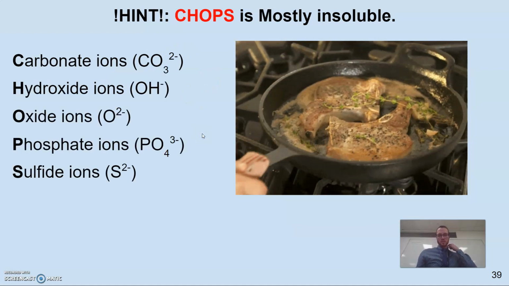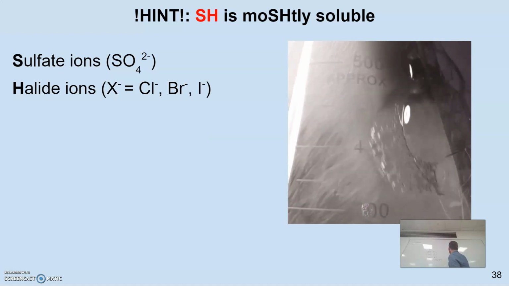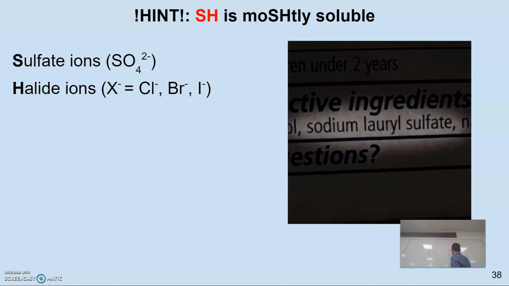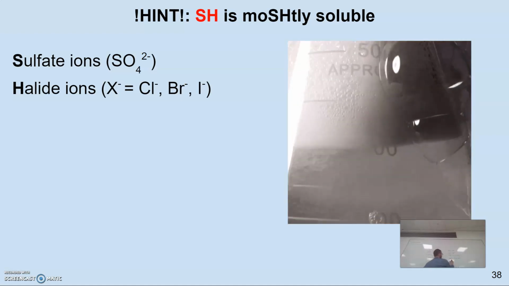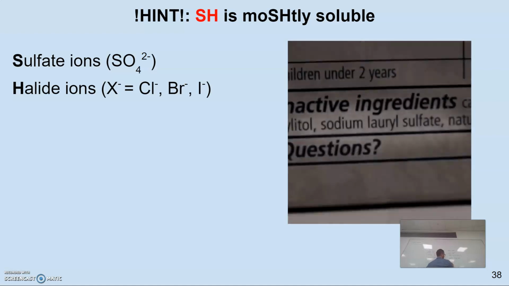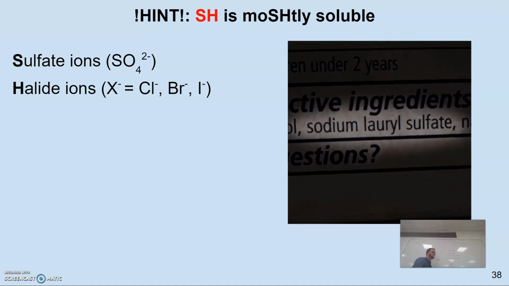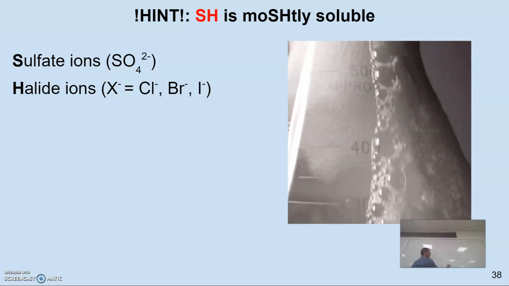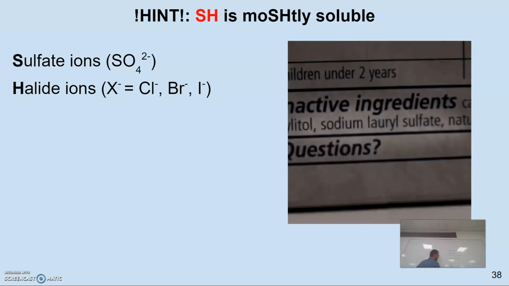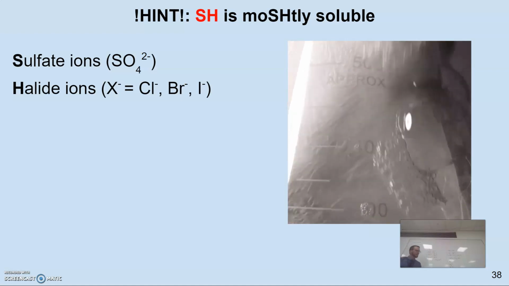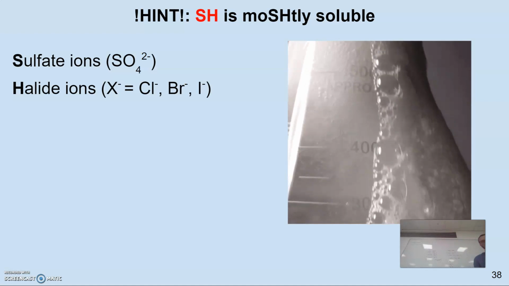There's some exceptions to the rule. And the exceptions to these are generally heavy metals. So things like lead, mercury, barium. So if I combine these with lead, mercury, barium, or silver, we'll get a precipitate. So these are heavy metals. Other things will generally be soluble.